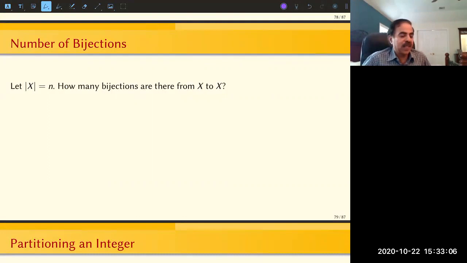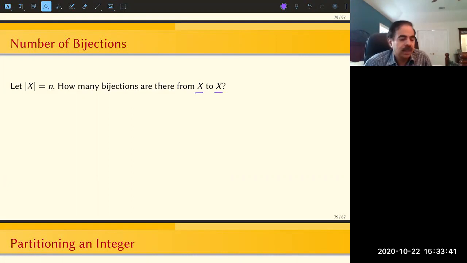Okay, so now let's look at bijections, right? We have a finite set of size n. We want to count how many distinct bijections there are from X to itself. Remember, bijection means a one-to-one total function. If it has to be one-to-one, of course, that means the cardinality of the 2 sets has to be the same. So how could we count this?